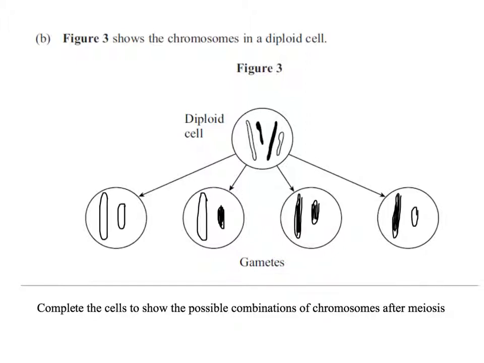So this shows the possible combinations. When they pair up, only one of each pair must go to the gamete. So I can have a big white one with a little white one. I can have a big white one with a little black one. I can have a big black one with a little black, or a big black with a little white. They're the only combinations.